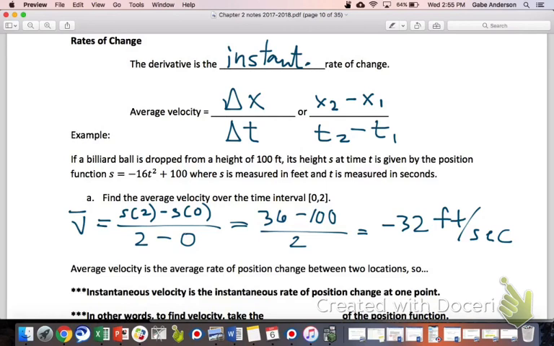And so next time we'll talk about how we could calculate the velocity at any point along the path, as opposed to the average velocity over the whole path, which is the derivative.